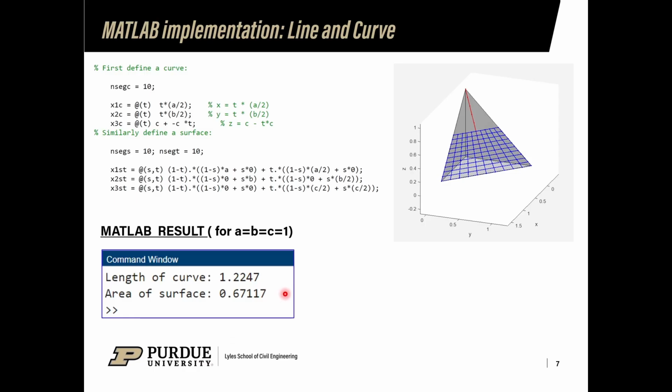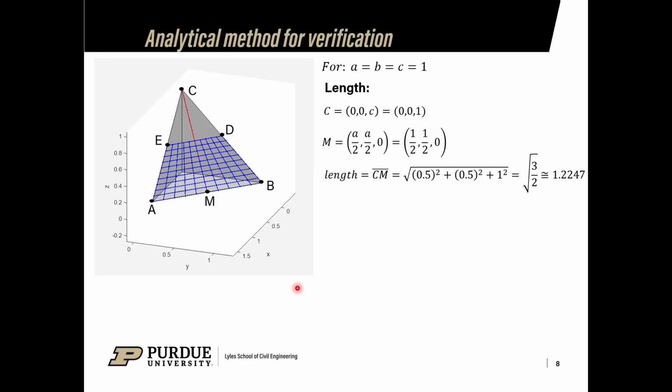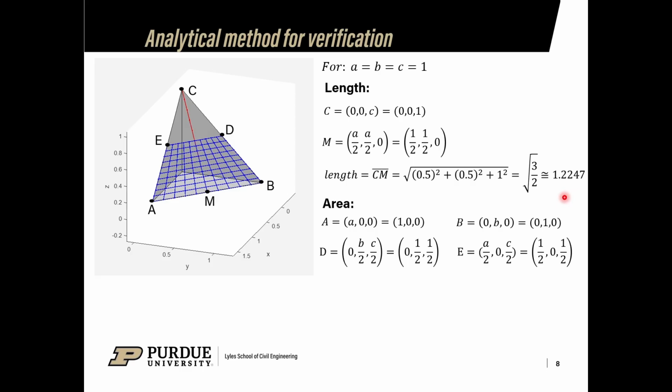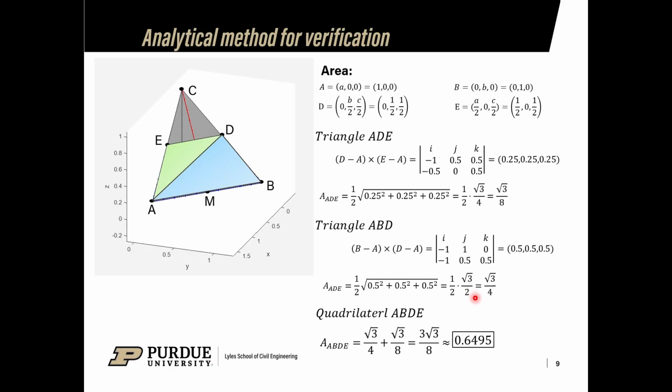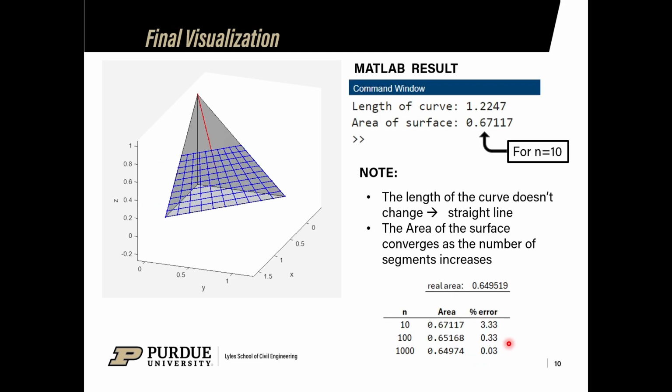But before analyzing the numerical results from MATLAB, we should review what the exact theoretical values are. So for the length, we already know the coordinates of the points C and M, so we just use the distance formula and get a result of 1.22. Now, for the area, we also know the coordinates of the vertices A, B, E, and D, and we can define this area as the sum of the areas of two triangles, just like that. And we get a result of 0.6495.